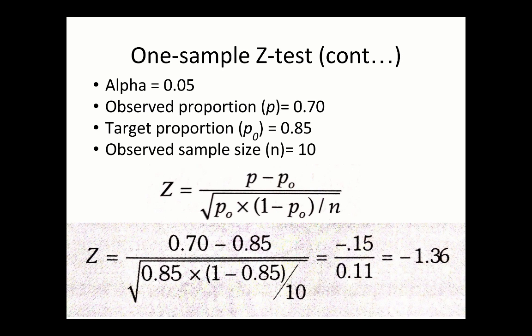Next, we have to set our alpha, which we will set at 0.05. Then we need to select our one-sample z-test, which uses the formula shown on the slide for calculating a test statistic. We can use statistical software to do the rest and show us our p-value, or we can use a distribution table for determining if there's a difference. As you can see on the slide, if we calculate the z-value given our observed proportion of 0.70 compared to the goal of 0.85, we obtain a value of negative 1.36.